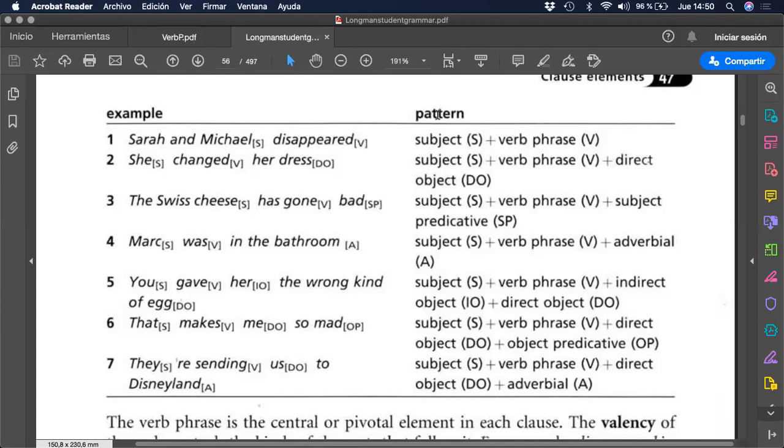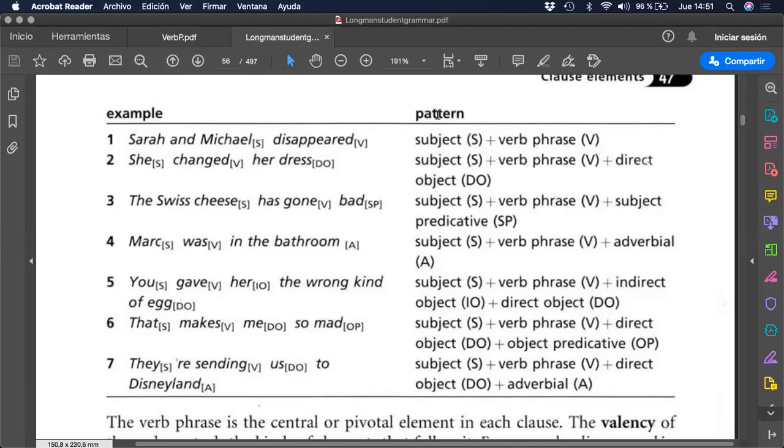Which we also have to state: in Weber's grammar, he called them subject predicative, but in Quirk's grammar, which is the one we're going to use, we call them complements, subject complements, okay? So whenever you see subject predicative, we are going to use subject complement.